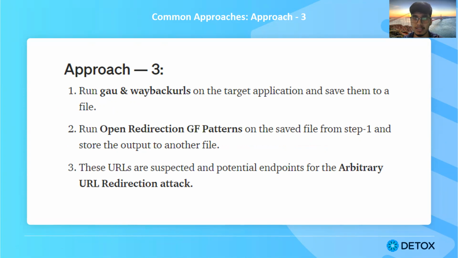Now you take the GF patterns on the file which you got from step one, the Go and Wayback URLs. You run GF pattern with the Open Redirection template, and then you simply store the output to another file. Now, basically, you can analyze the suspected URL for Open Redirection, manually try to embed a payload, or you can simply write a curl script with use of some tool.